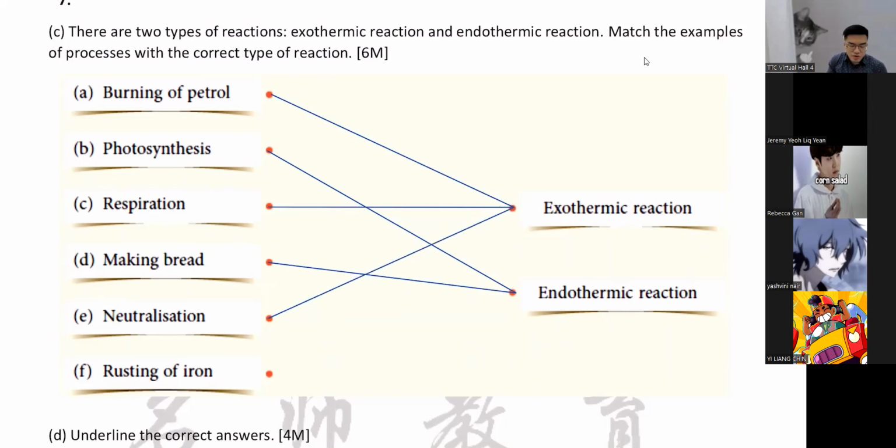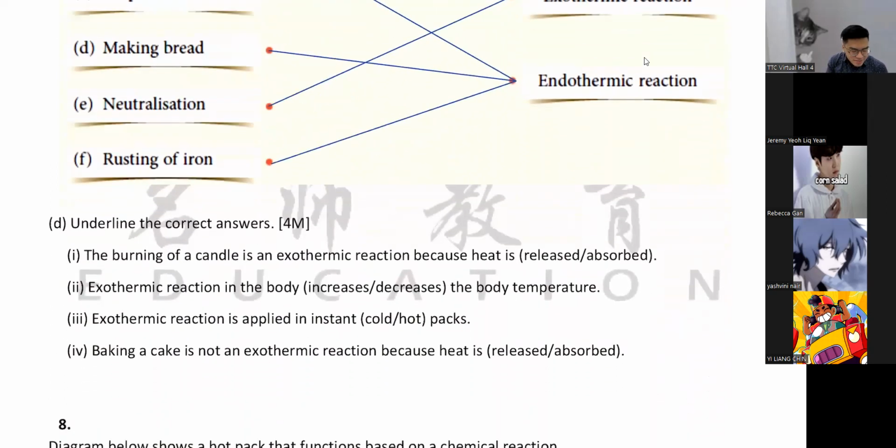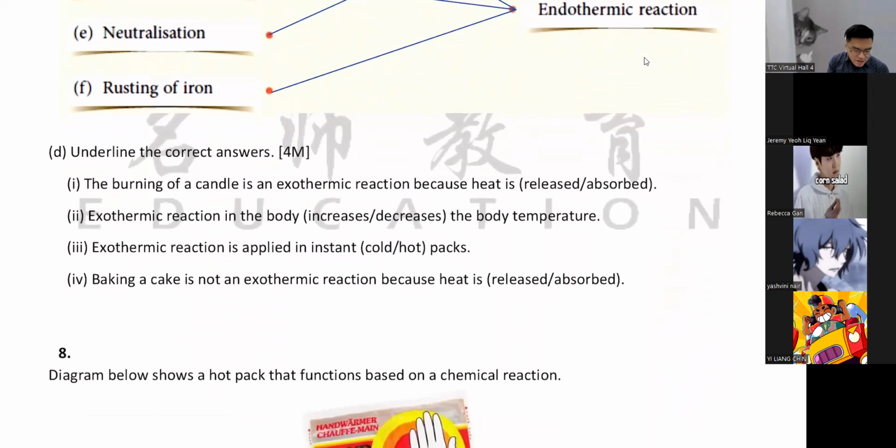Rusting, I did say it's both, right? We put it endo here because 3-3 fair for everyone. You 3, I 3. All right. Anyway, so D, underline the correct answers.